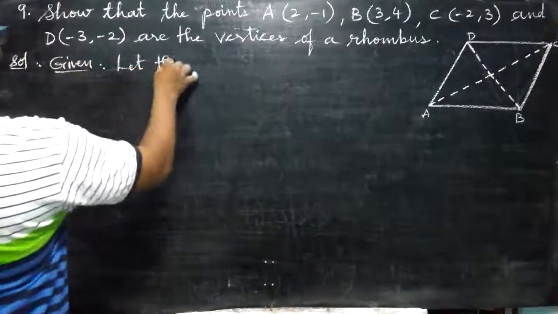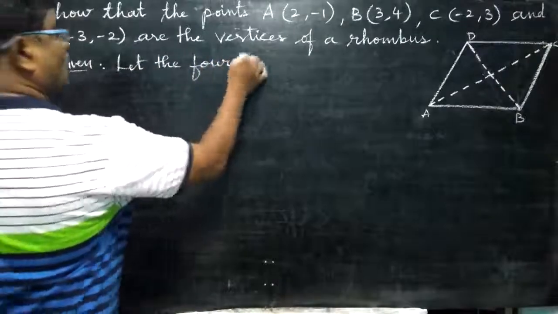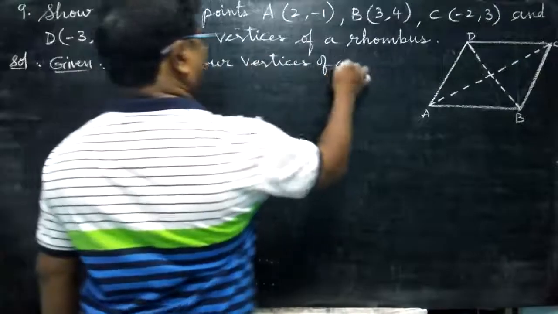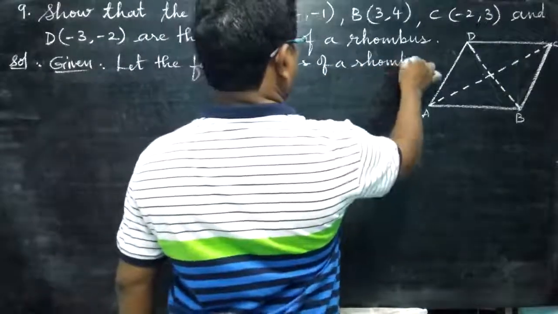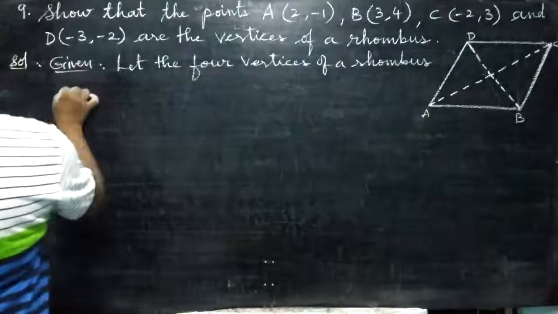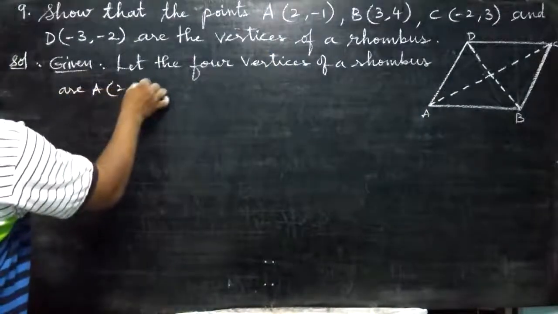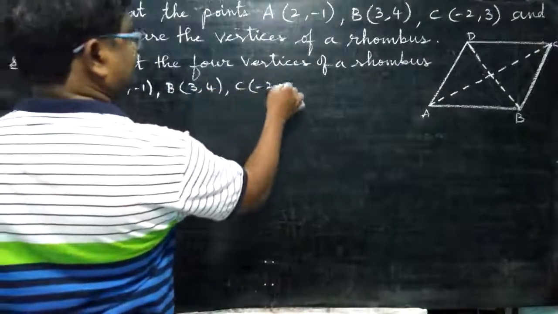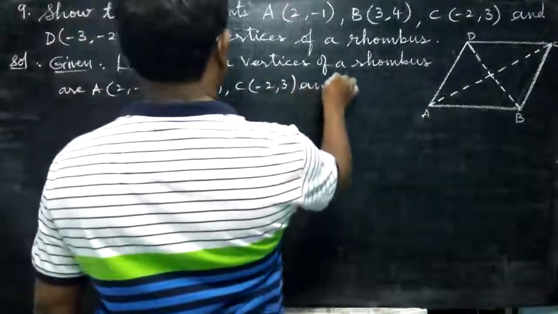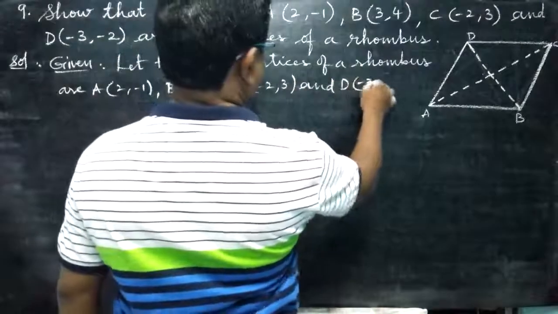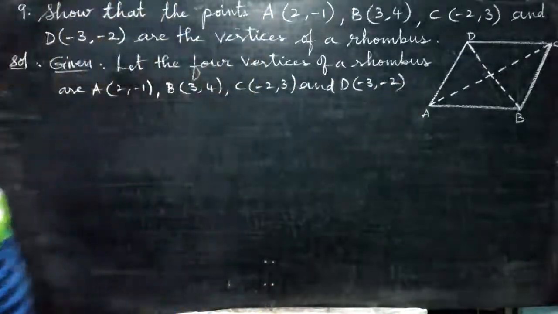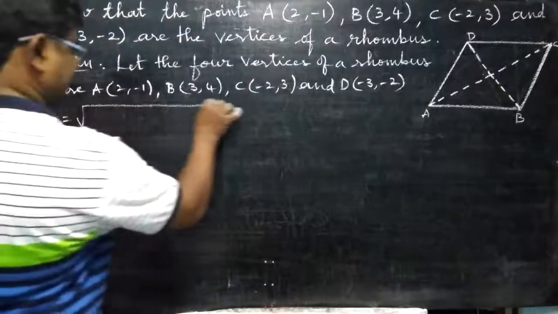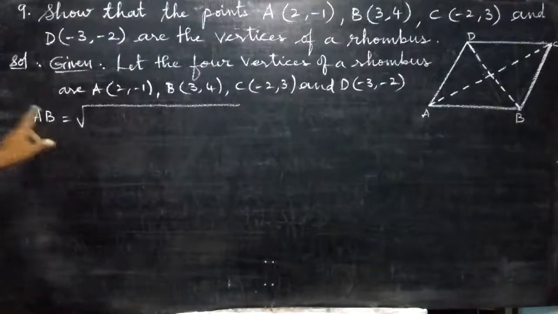Let the four vertices of a rhombus be A 2, -1, B 3, 4, C -2, 3 and D -3, -2. Now we will solve one by one. First which side, AB you take. You know by this time what AB means, distance between A and B.